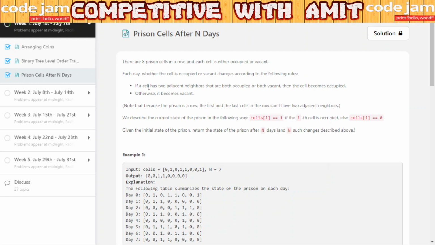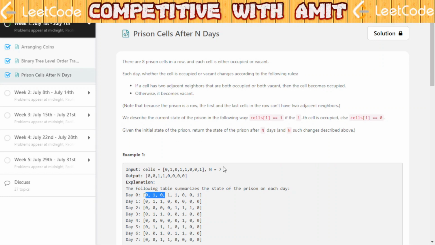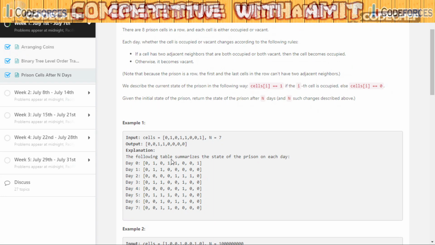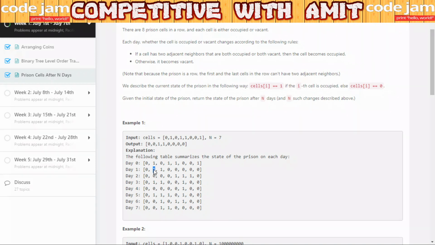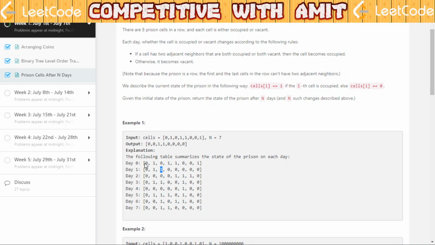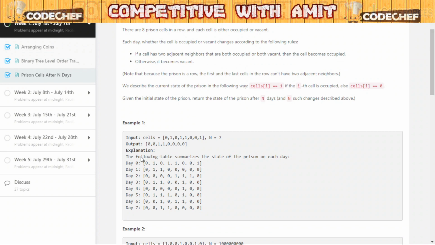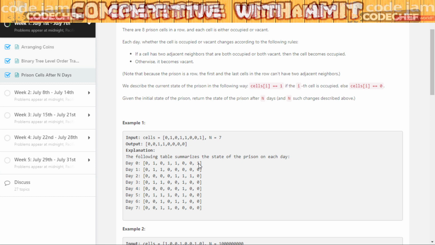So this is the condition, and we have to iterate this process of occupied and not occupied up to N times. In this case we have N equals 7. First, for day 0, the string will be as it is. Now day 1 we will check. This is 0, this is 0, so this will be 1. Now this is not a circular row, so the first one will not be considered, and the same in the case of the last one. So we will not check the last one and the first one.